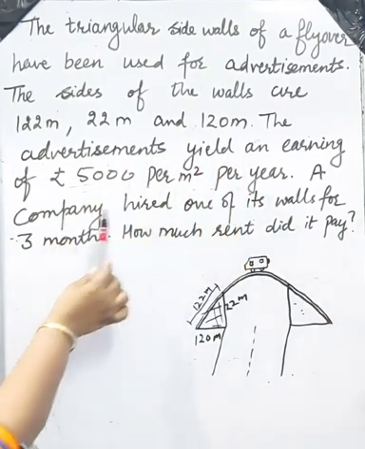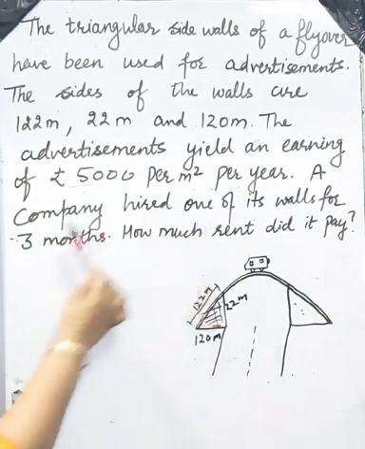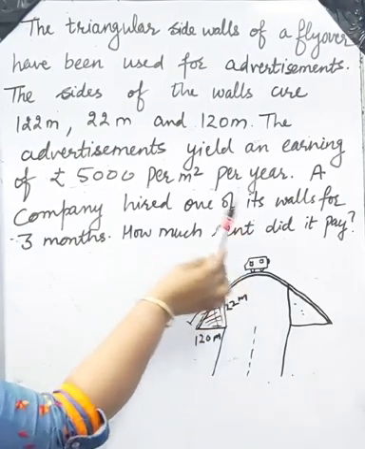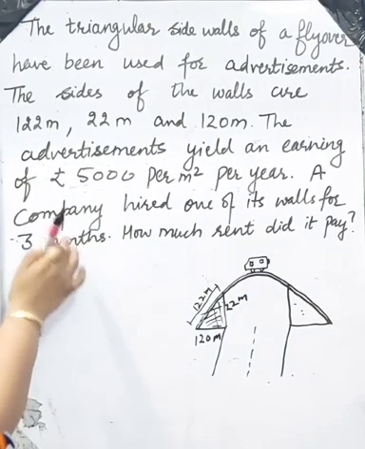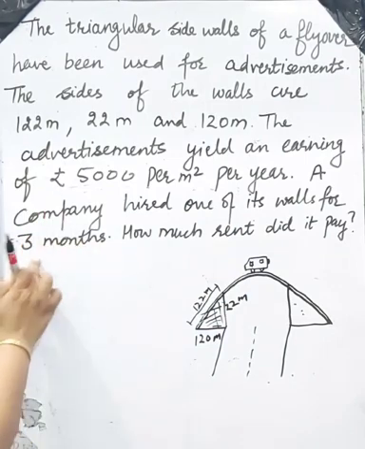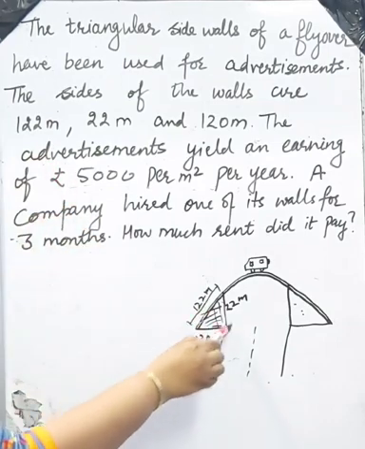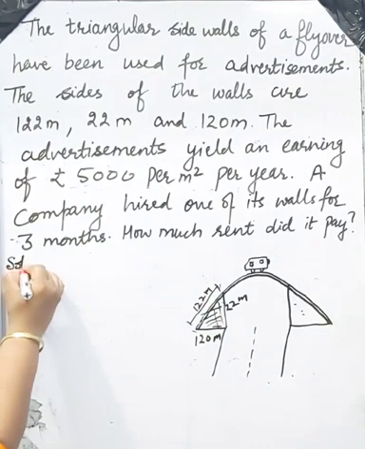A company hired one of its walls for 3 months. How much rent did it pay? It means we have to find rent payable by the company for 3 months. Now first of all, we have to find the area of this triangular wall by using Heron's formula.